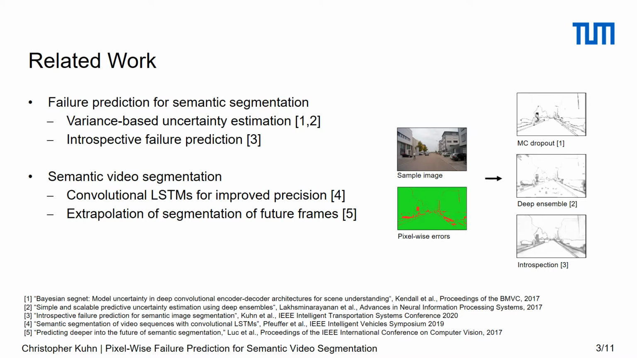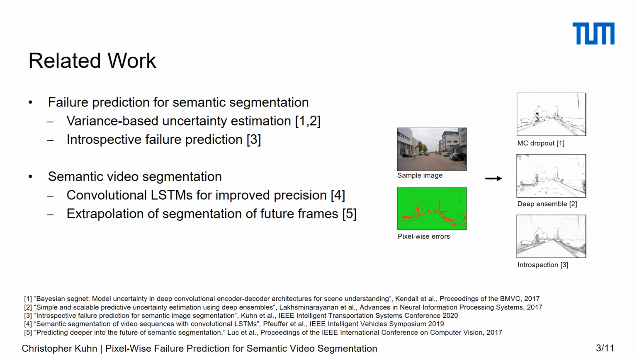Introspection works by learning from previous errors, as shown here in green and red, and training a new semantic segmentation model to predict for each pixel either the class success or failure. As you can see, introspection produces a more accurate and smoother failure prediction mask.